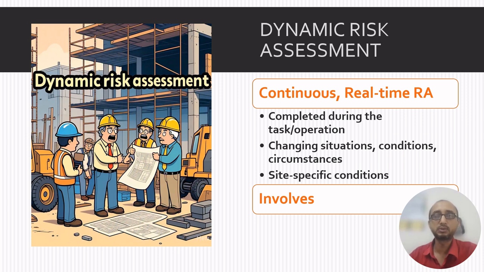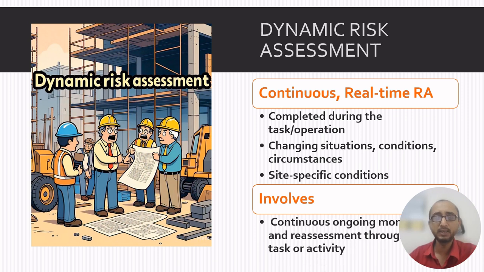So they are basically a continuous real-time process completed during the task, and continuous monitoring is going on as the situations, conditions, or circumstances change. So if any change happens, these risk assessments modify themselves to address new changes to ensure that our controls are effective. They basically vary or depend on the site-specific conditions. So in the dynamic risk assessment, continuous ongoing monitoring is essential to ensure that any new change, hazard, or impactful situation can be addressed effectively.